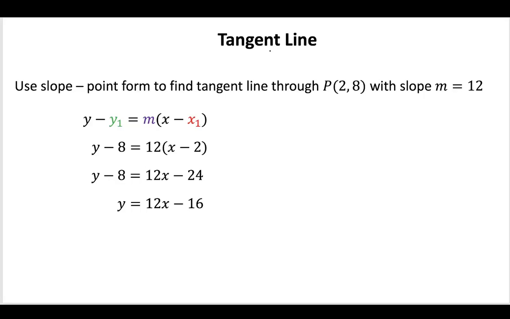Now we can substitute in what we know. So we had the y1, x1, and m, all of which we've just found. We can substitute all those in, and we arrive at this function, y is equal to 12x minus 16, which is a tangent line.